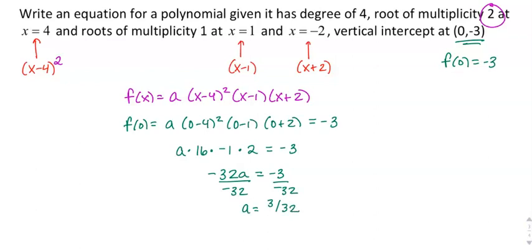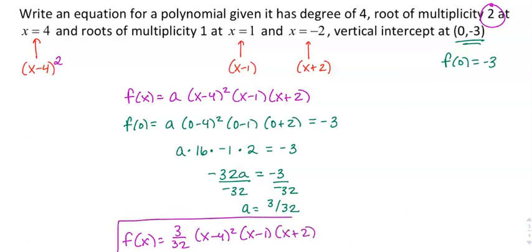Taking everything that we found and putting it together, our equation for our polynomial function f of x is going to be equal to 3 over 32 times (x minus 4) squared times (x minus 1) times (x plus 2). We have 4 total roots or zeros for this degree 4 polynomial, 1 of multiplicity 2 and 2 of multiplicity 1, and from our vertical intercept we find our leading coefficient a of 3 over 32.